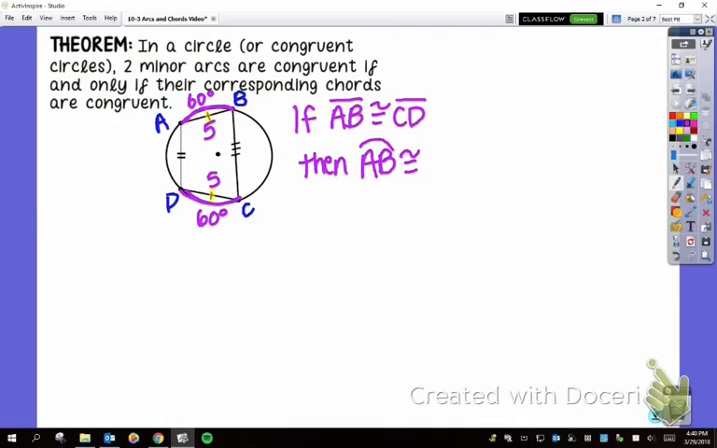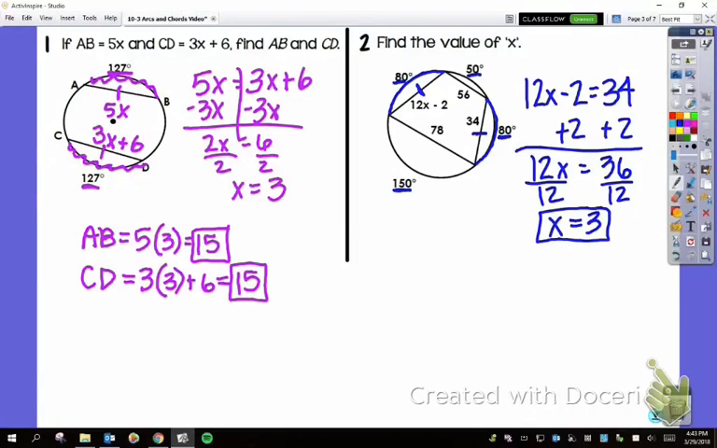We're going to add 2. 12x equals 36. Divide by 12, and you end up with x equals 3. Now in this problem, they just asked us to find the value of x, so that's all we have to do. So our first theorem is done. If the arcs are equal, then the chords are equal. Okay, so the arcs are equal, so the chords are equal, so now we're moving on to the second theorem.